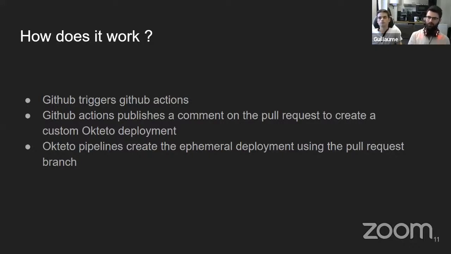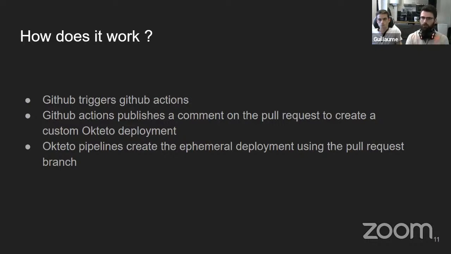Now, how does it work? Basically, the GitHub action triggers. There is this comment which appears with the custom deployment and the custom link to create the deployment based on this pull request's changes. And the Octeto pipeline creates the ephemeral deployment, which contains the pull request branch.